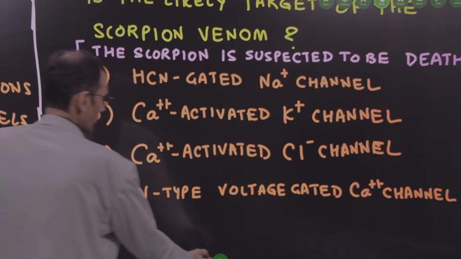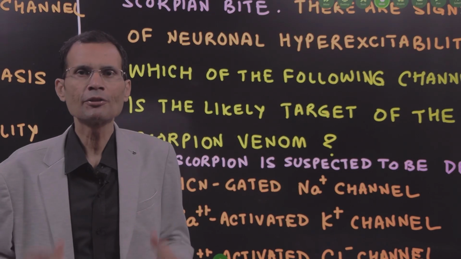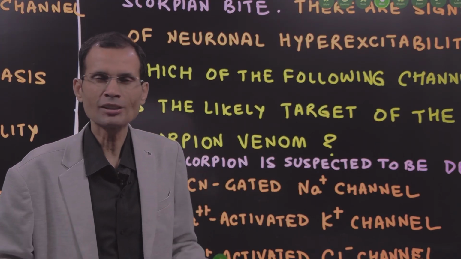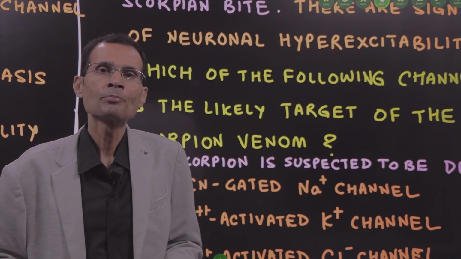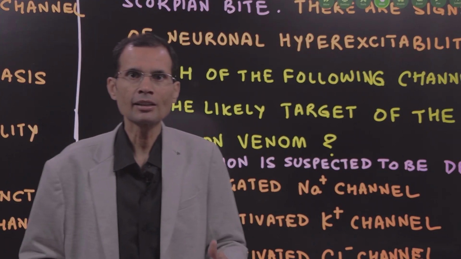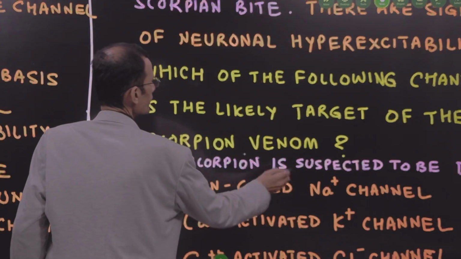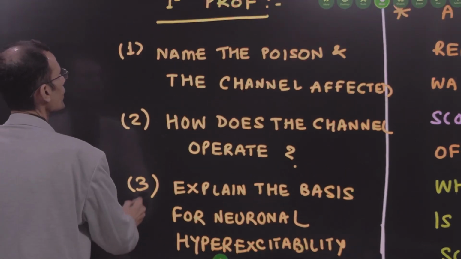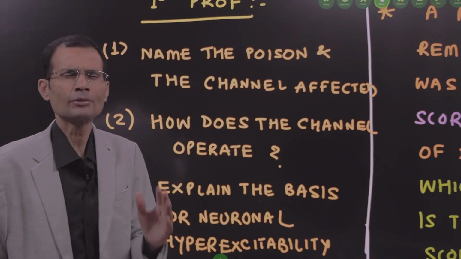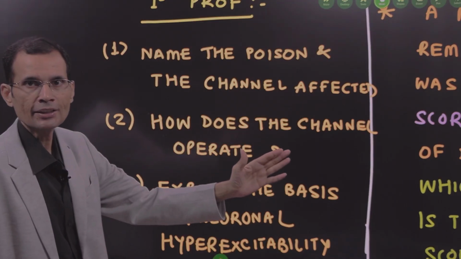Okay, let's figure out. Now, this could be a question at first prof level. I know it's slightly difficult from the first prof point of view because poisons are generally not taught at the first prof. But channels, definitely, you have to know about the channels from the first year itself. And if at all it is asked as a 10 marks question, then it will be: name the poison and the channel affected. Forget about the poison for now, but at least the channel which is targeted.